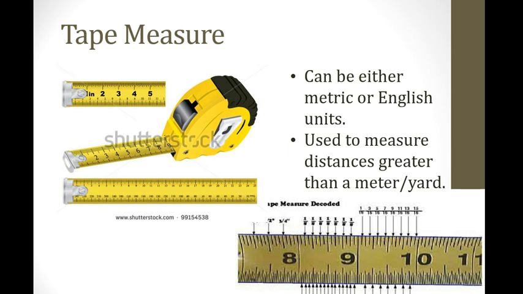And last but not least, we're going to be talking about the tape measure. The tape measure is basically a flexible ruler or a flexible yardstick. It can be in either metric or English units, and this thing is used for really large objects. Say you're measuring for a rug in your living room and you know it needs to be 12 feet long. That would be the use of a tape measure. Is for really big objects.